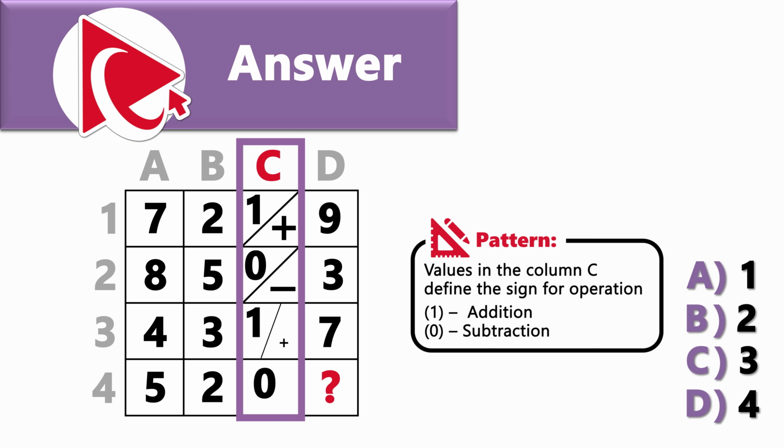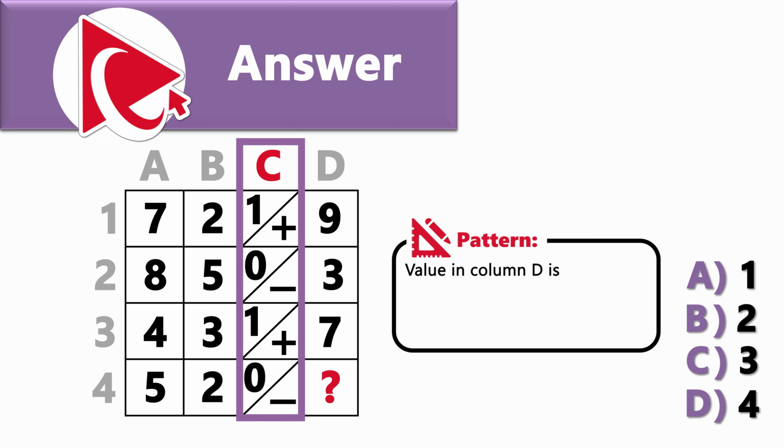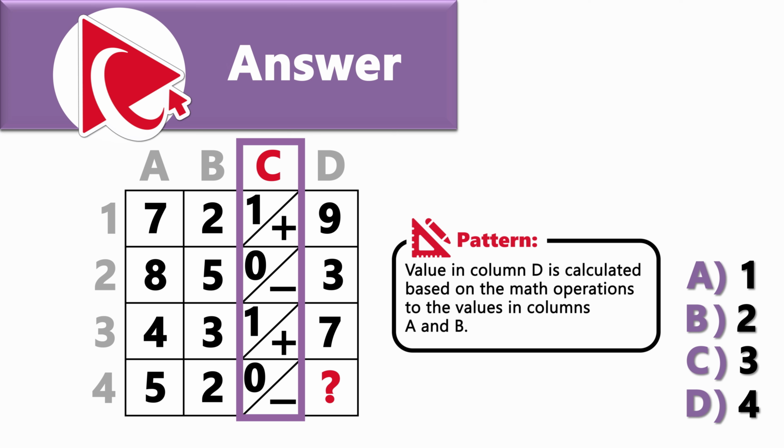Once you know this rule, you can calculate the value in column D based on the math operations to the values in columns A and B. Let's look at the example. To make it easy, let's substitute the numbers in column C with the math operations. The operation for row 1 would be plus, which is addition. For row 2 would be sign of minus, which is subtraction. For row 3 plus again, and for row 4 minus.